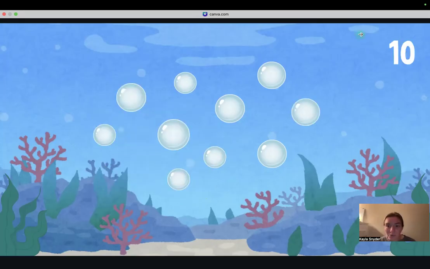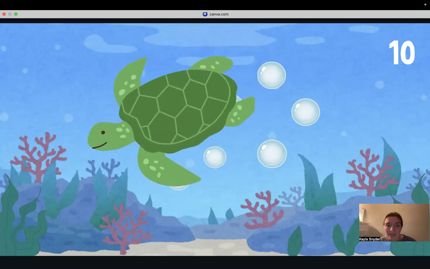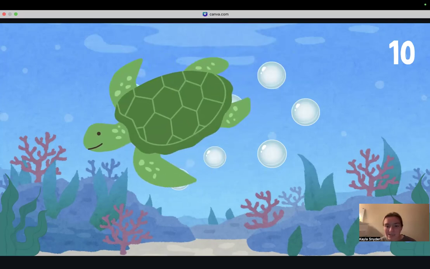Another example could be we have 10 bubbles. Then the sea turtle comes in, he eats some of our bubbles. We see that there are 4 bubbles remaining, and using the skills and strategies that I just described, we can come up with the answer of 6. So 6 bubbles were eaten. So after the teacher demonstrates this, the teacher will then run through examples where the students are giving the answers and describing how to come up with the answers using the various strategies.